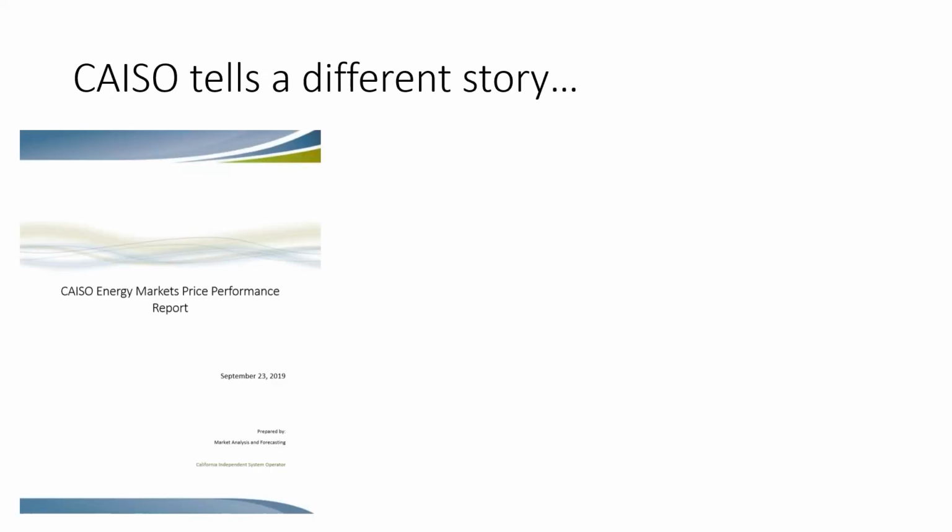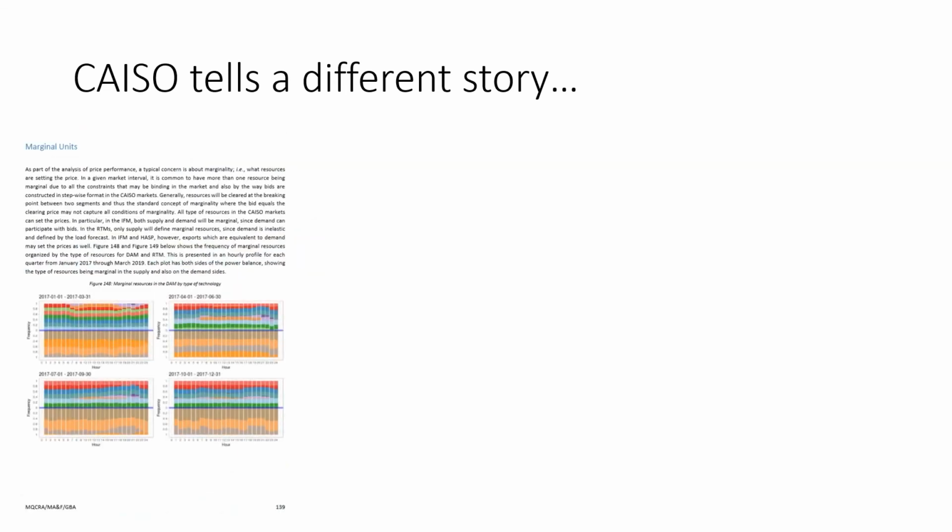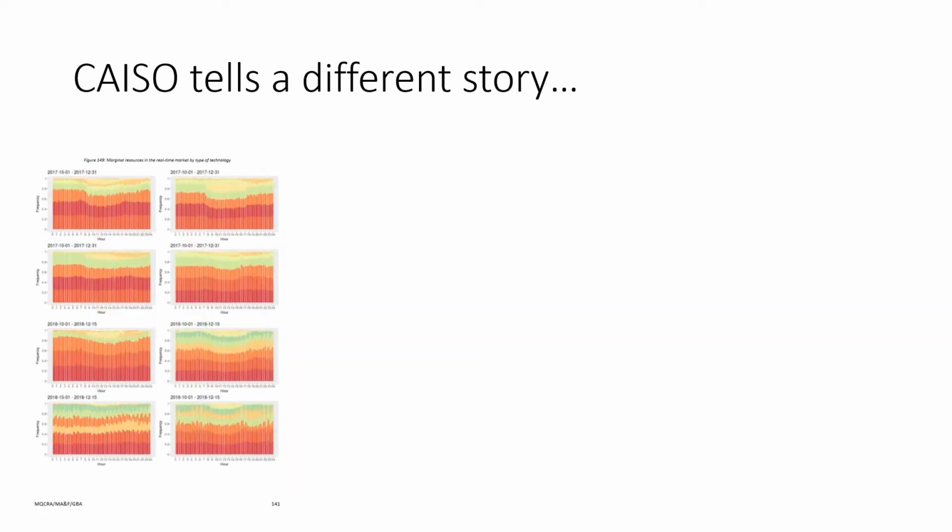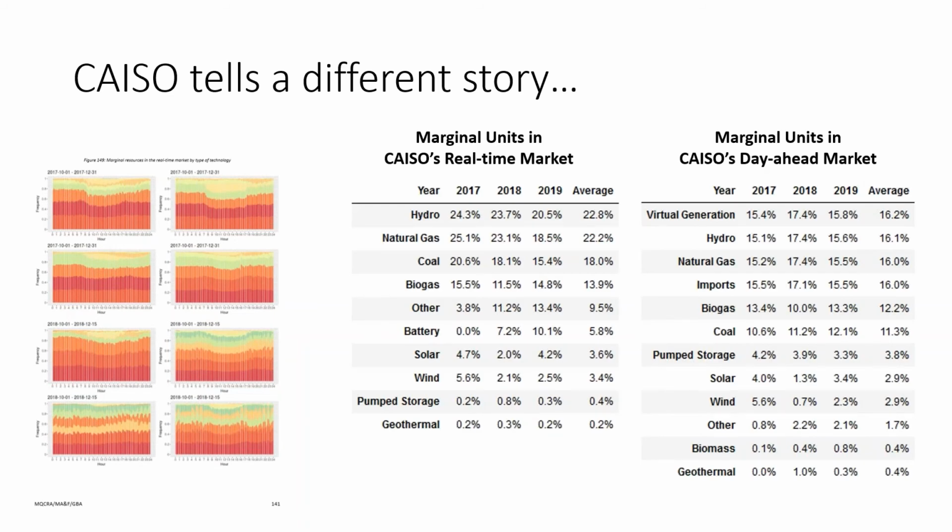And I decided to focus on this because about 8 months ago, CAISO, which operates the market on which these estimates are based, published a price performance report, which, buried back on page 139, included data about what types of generating units are setting the price and thus on the margin in both the day-ahead and real-time markets in CAISO.